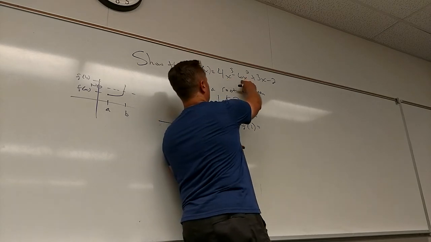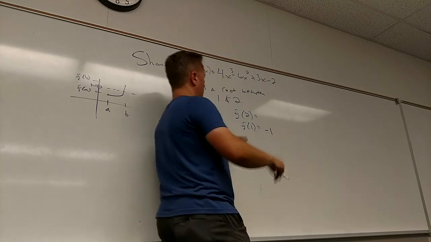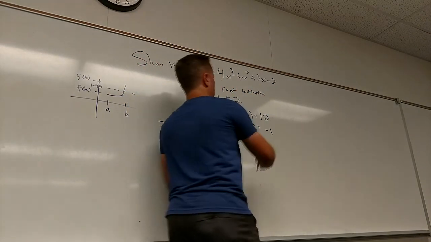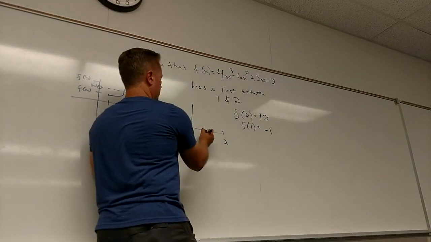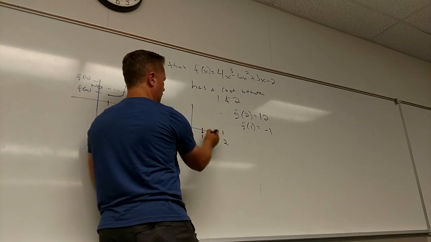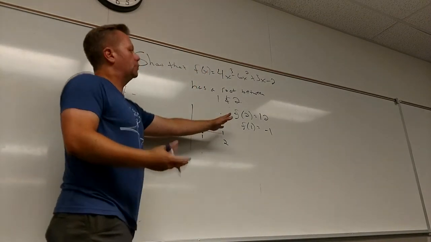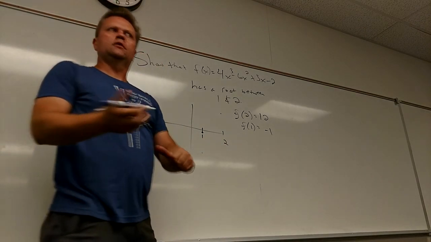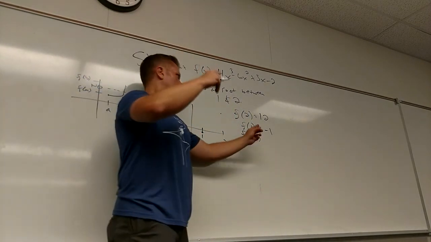So for 1, it says 4 minus 6 is negative 2. Plus 3 is 1, minus 2 is negative 1. So that's negative. You get 12 for this one? So f of 1 is negative 1. f of 2 is 12. So I know it's going to go through, and more than likely it's going to be over here, because this is a relatively well-behaved function. But still, I could improve on this. How would looking at f of 1.5 improve this? If f of 1.5 is positive, that means that the root lies between 1 and 1.5.